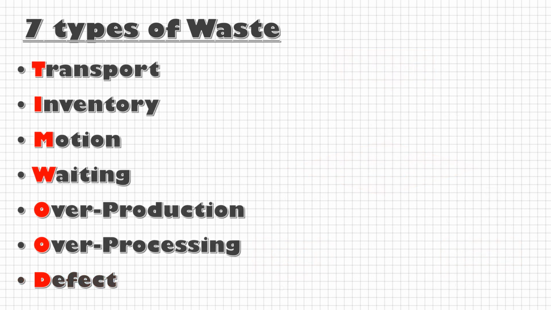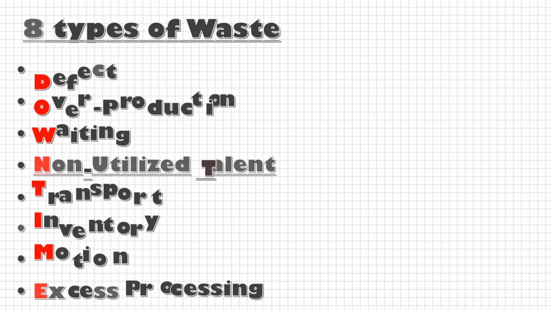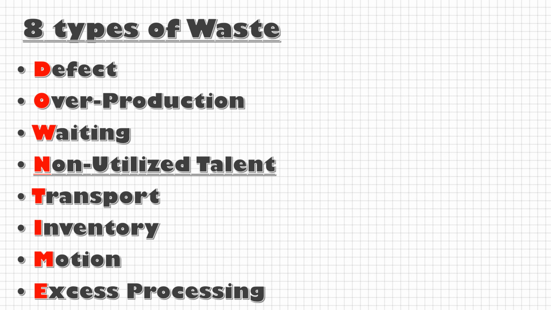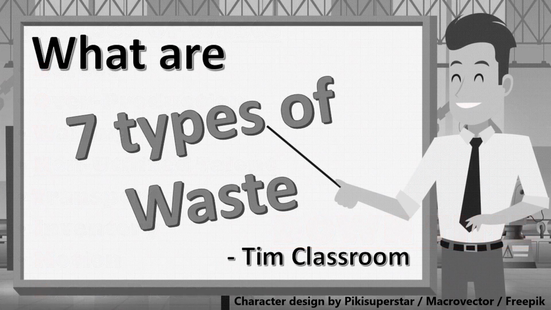One way to remember the 7 types of waste is TIM WOOD. A few organizations have also identified non-utilized talent as a waste. In that case, you can remember DOWNTIME. Whatever way you decide, the point is to identify and eliminate these wastes and continuously move towards a leaner organization.